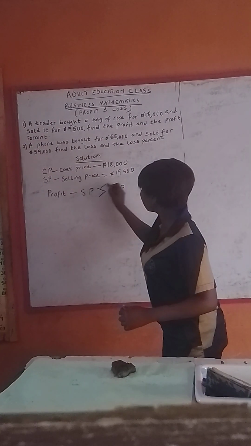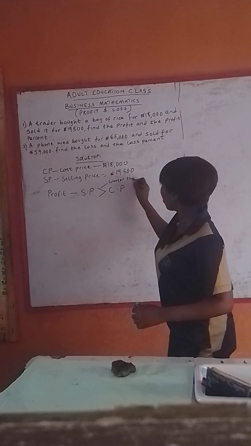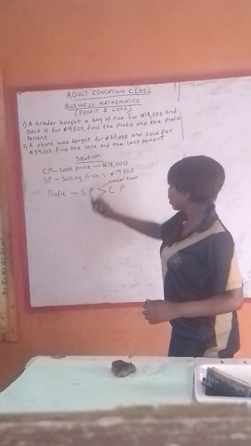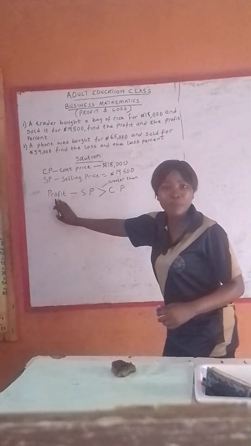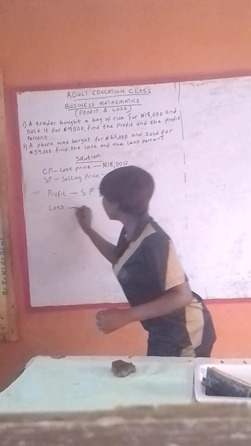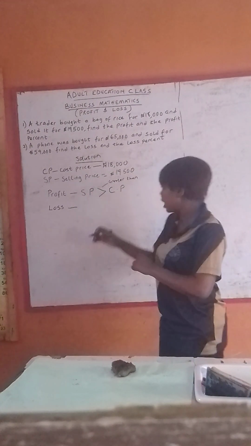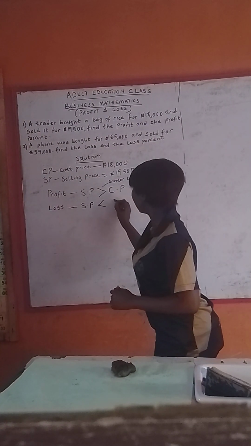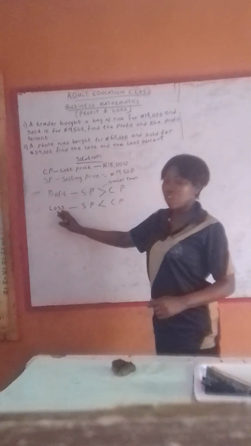So when this is greater than, for the sake of those people that didn't follow us when we were doing the class, anytime your selling price is greater than the cost price, it shows you are going to be making a profit. Now, loss is when your selling price is less than the cost price. The person is going to be making a loss.